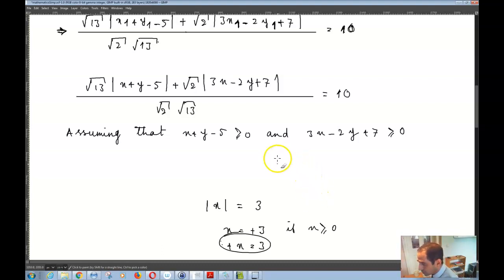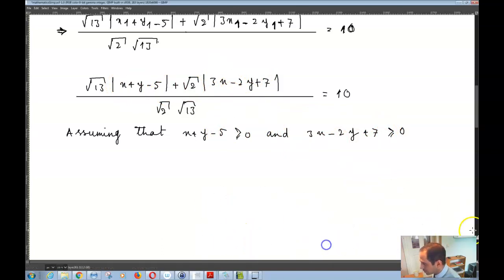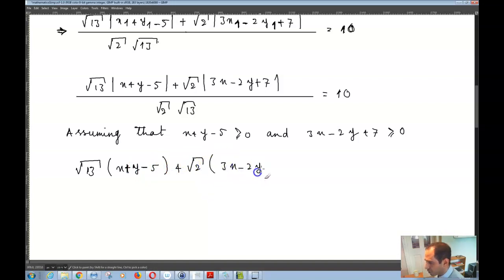So assuming that x is greater than or equal to 0, I can write it this way. Meaning that assuming that these two expressions are both greater than or equal to 0, I can write this expression as the square root of 13 times positive x plus y minus 5 plus the square root of 2 times 3x minus 2y plus 7, meaning positive of this expression, divided by square root of 2 times square root of 13, is equal to 10.